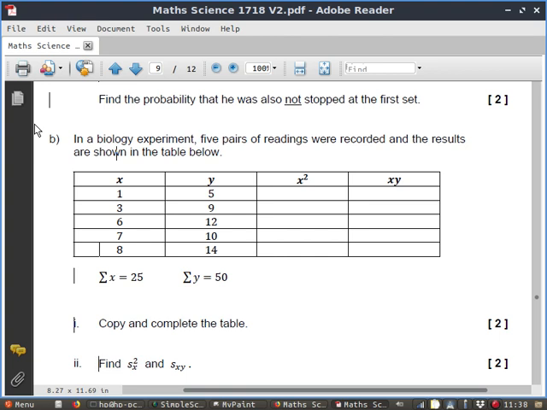Okay, 2 more minutes and then we'll have a look at the answer. What is the regression line? That's another name for line of best fit.